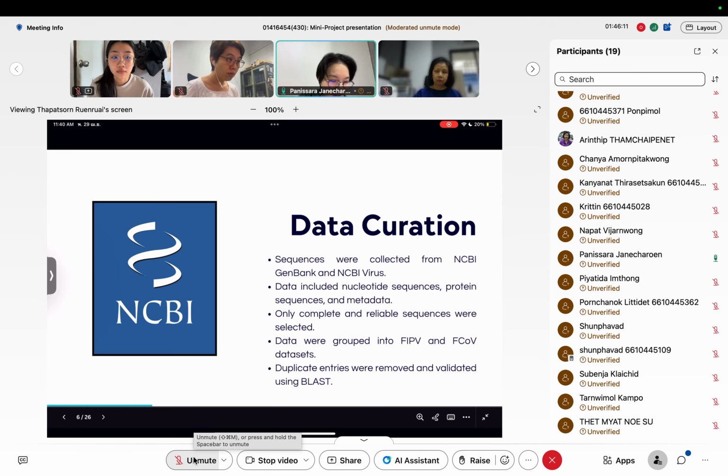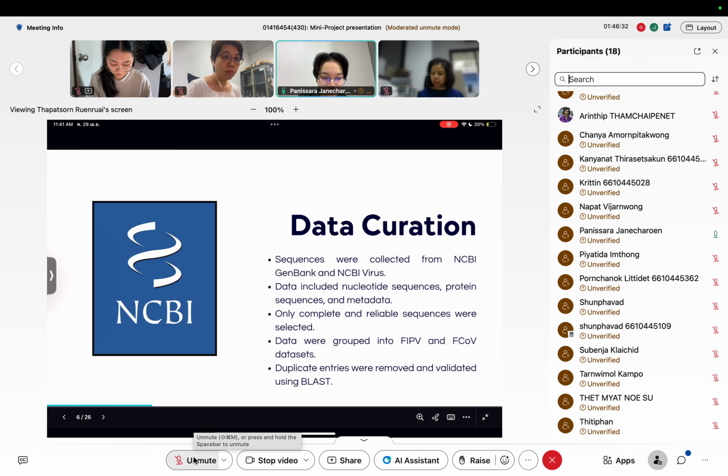Okay, next I will explain the data collection process used in this study. All sequence data were collected from public databases, including NCBI GenBank and NCBI Virus. The collected data include nucleotide sequences, protein sequences, and related metadata such as strain information and origin. To ensure data quality, only complete and well-annotated sequences were selected for analysis.